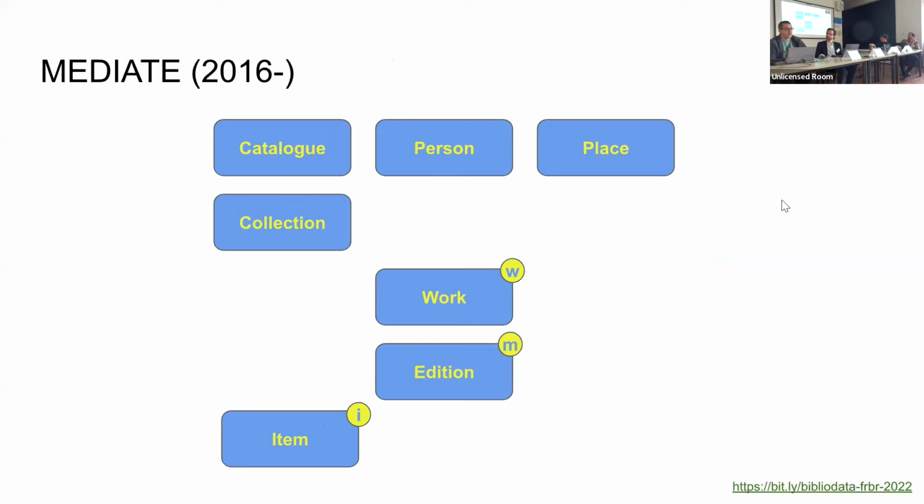And the last one is the MEDIATE database. This is Dutch-related, and within this group, we have some persons who are not here, but they work on it. Currently, they also have FRBR-like separation of information. They use work, edition, and item.